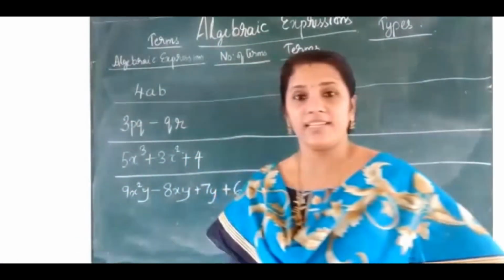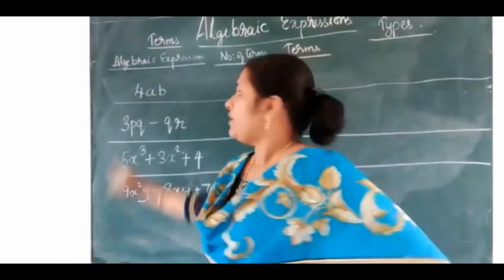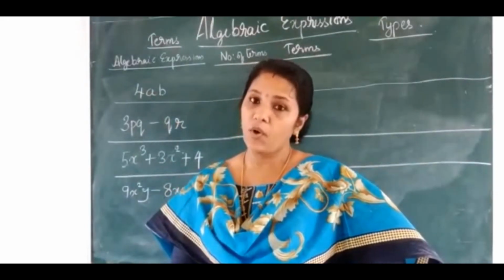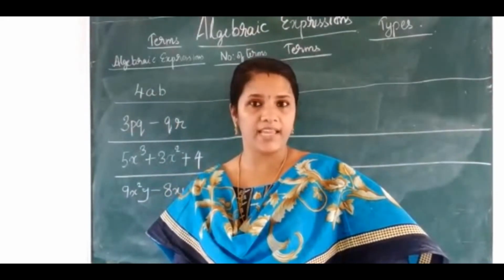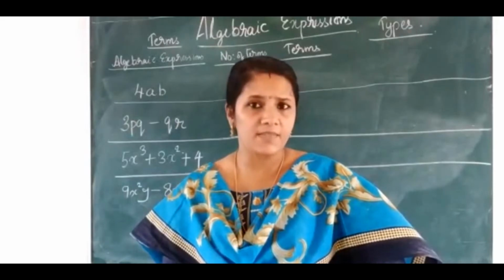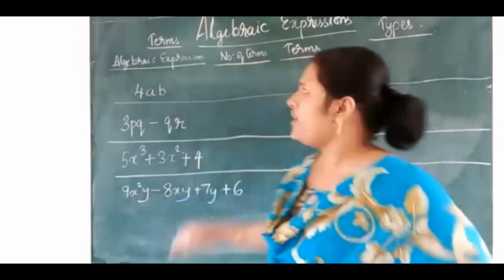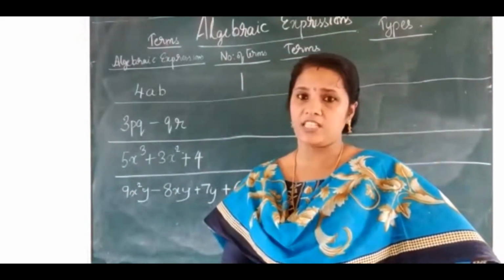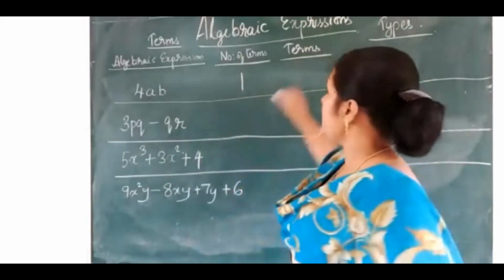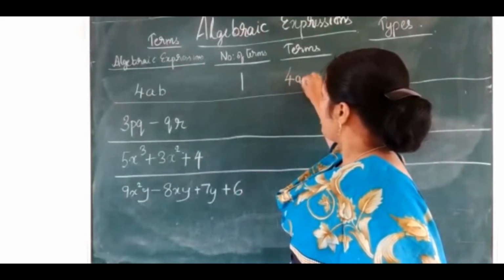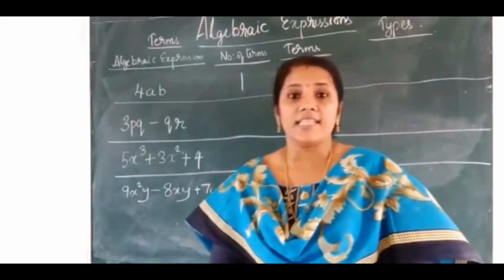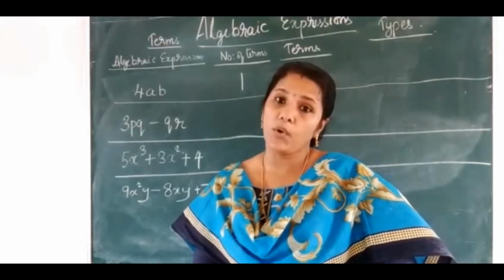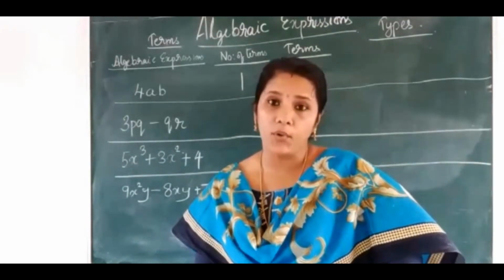Here we are going to write the same thing again. The first one, 4AB. 4AB is an algebraic expression. How many terms are there? Yes, there is only one term for this algebraic expression, and the term is 4AB. Such an algebraic expression we can call it as monomial. What is it? Monomial.